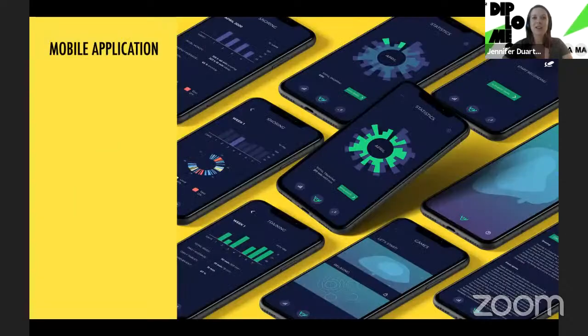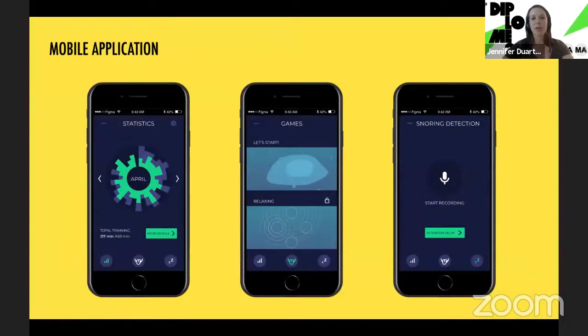For that, I also developed an app which is connected to the interface in your teeth. Then you can access three main functions. The first function is statistics about how much you train per month or per week, and also how much you snore during the night. So you can track your snoring, see how much time you train during the week or month, and see the evolution of your snoring.